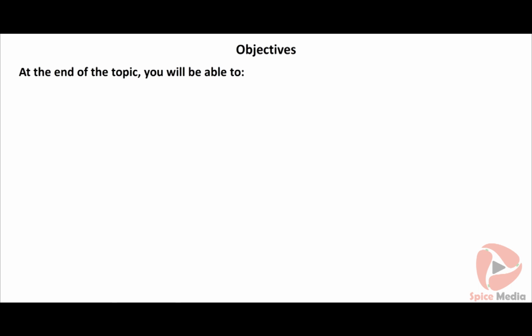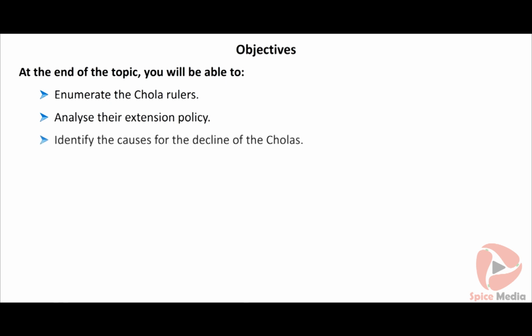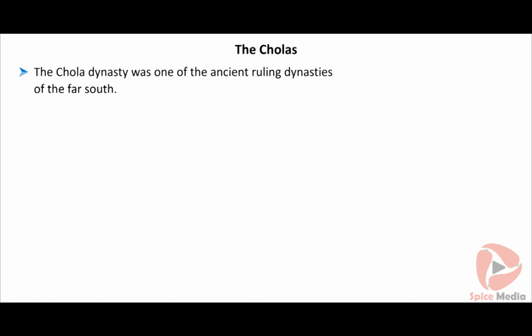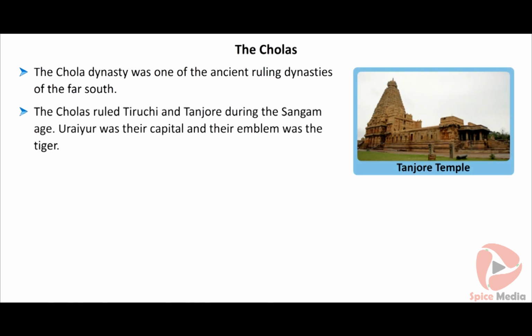At the end of the topic, you will be able to enumerate the Chola rulers, analyze their extension policy, identify the causes for the decline of the Cholas. The Chola dynasty was one of the ancient ruling dynasties of the far south. Accounts of Megasthenes and Ptolemy, inscriptions of Ashoka and Mahabharata have mentioned the Cholas. The Cholas ruled Trichy and Tanjore during the Sangam age. Uraiyur was their capital and their emblem was tiger.